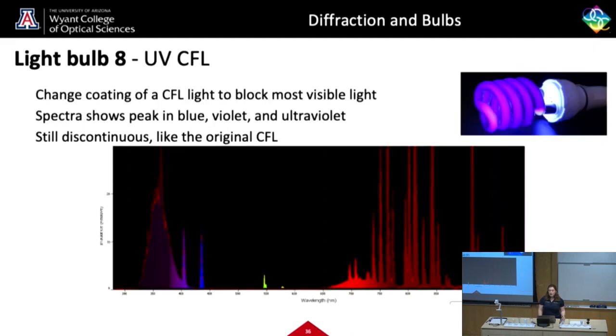And then if we go to the UV compact fluorescent, you can see the same peaks are apparent within the UV compact fluorescent bulb. And this again is because of a coating that we put inside that tube. And it is discontinuous, just like the original compact fluorescent.